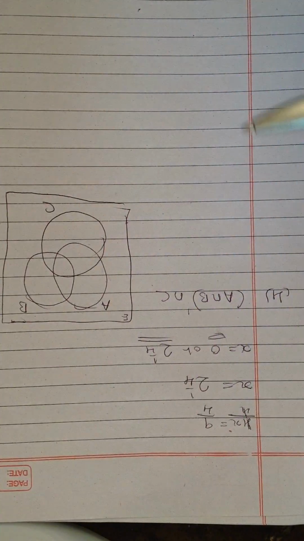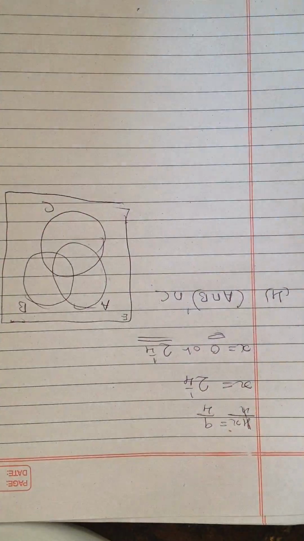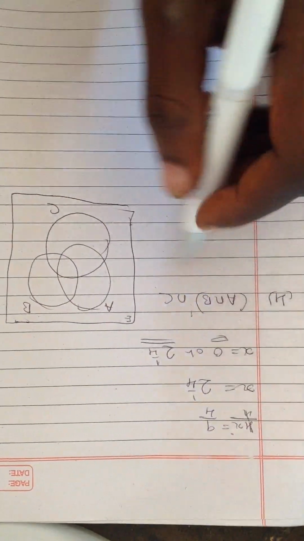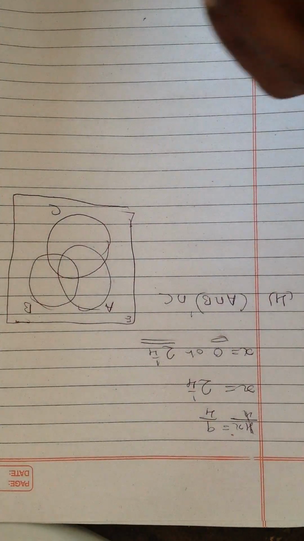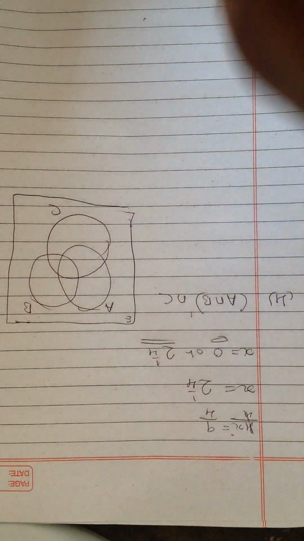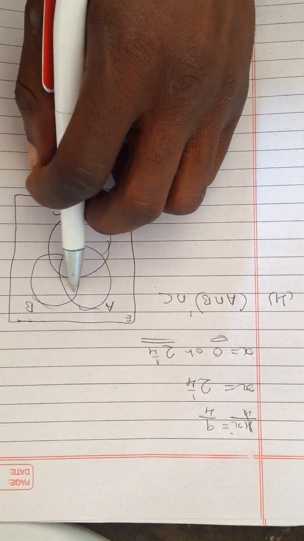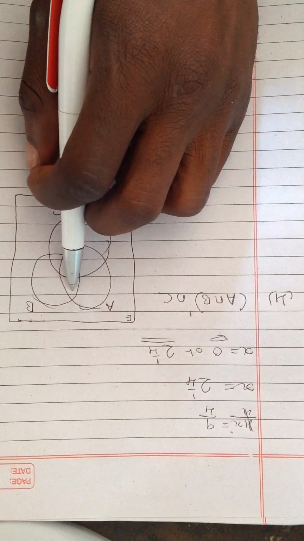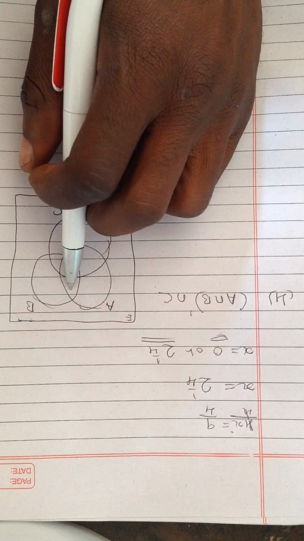So now shade (A intersection B) complement intersection C. How do you shade this one? A intersection B complement. They are telling us to say where A and B intersect, or where A and B meet. A and B, they meet here. Now removing this part here, complement, they're telling us to ignore this part.